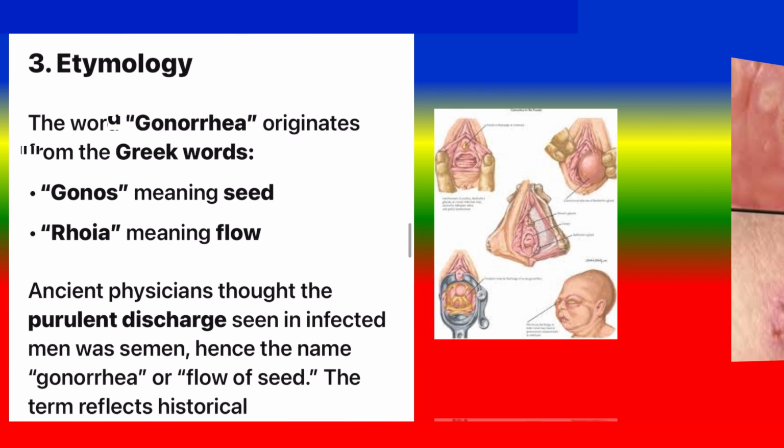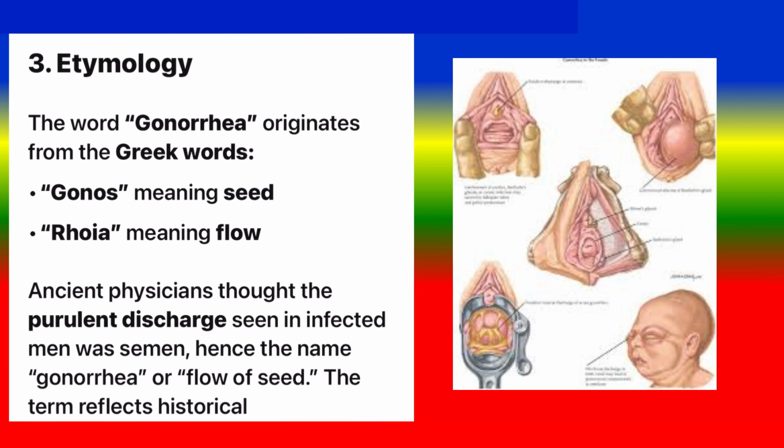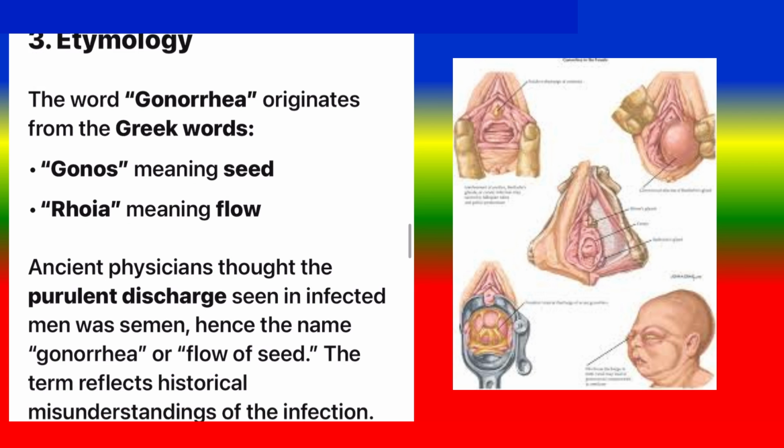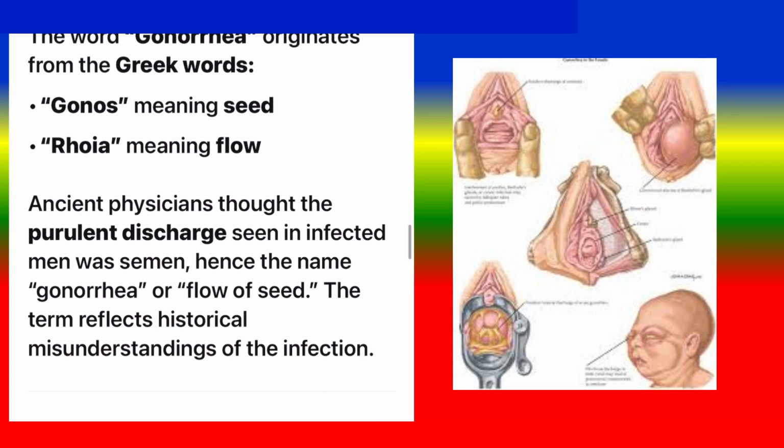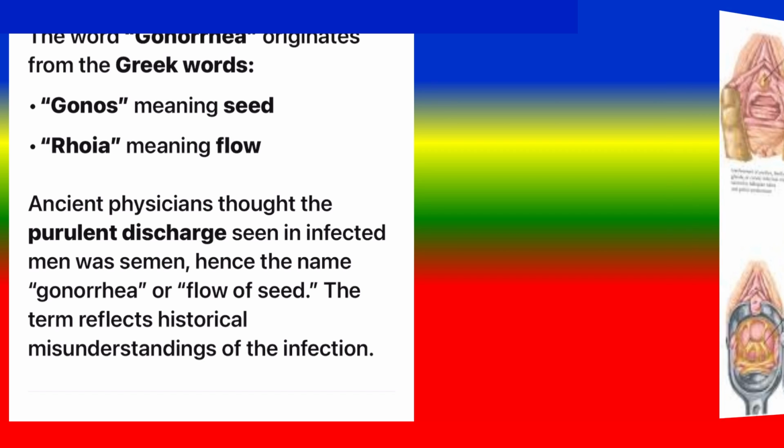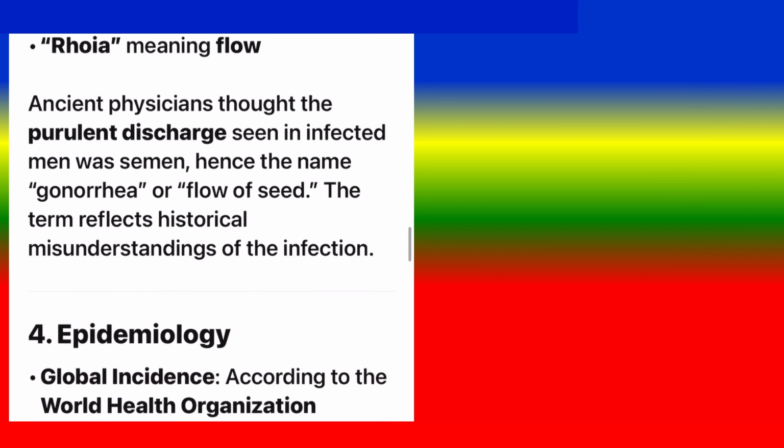3. Etymology. The word gonorrhea originates from the Greek words gonos, meaning seed, and rhoea, meaning flow. Ancient physicians thought the purulent discharge seen in infected men was semen, hence the name gonorrhea, or flow of seed. The term reflects historical misunderstandings of the infection.